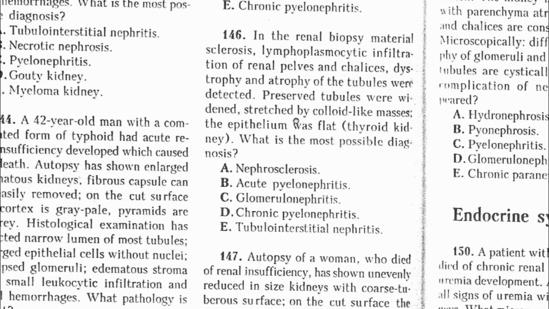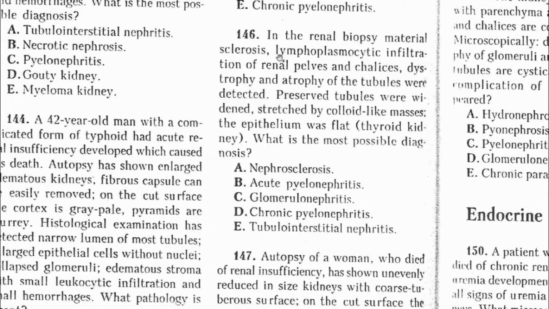46. In the renal biopsy material, sclerosis, lymphoplasmocytic infiltration of renal pelvis and calyces, dystrophy, and atrophy of the tubules were detected. Preserved tubules were widened, stretching by colloid-like masses. The epithelium was flat, that's thyroid kidney. What is the most possible diagnosis?